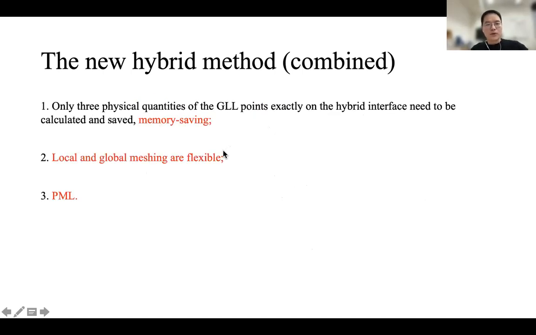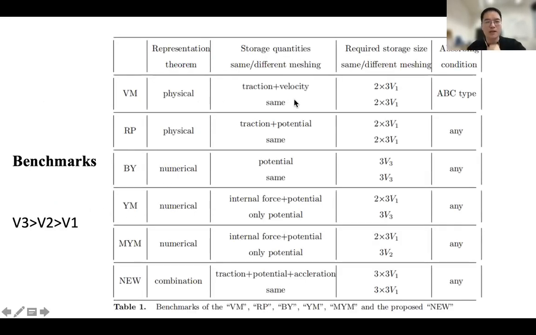And it is also relatively memory saving now, because we need three kinds of quantities, and the local and the global mesh are flexible. And we can also use PML because it's a full. And here is a benchmark summary. Here are the five ways, and here's the new way. And VMRP uses a physical way. That means the hybrid input is from the physical quantities, like the VM is traction and velocity.